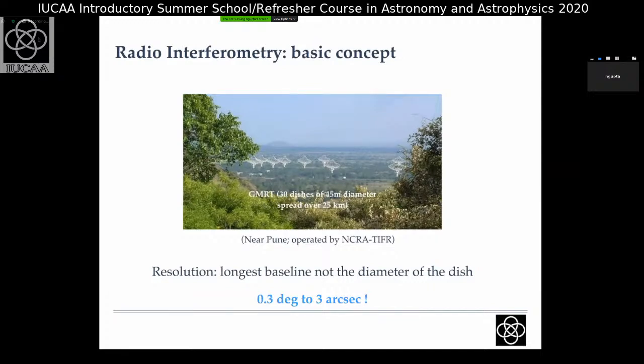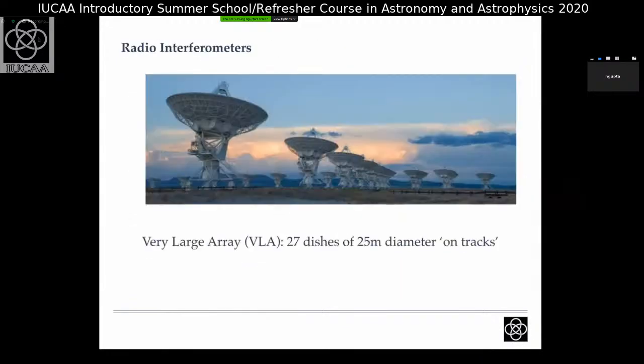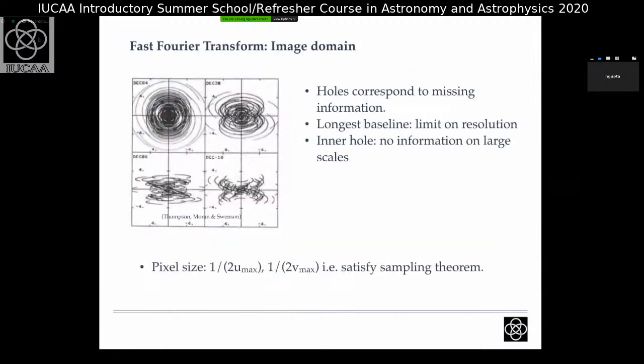And then the remaining 14 have been spread out randomly over an area of 25 kilometers, because then I am measuring as many non-redundant baselines as possible. So that's the essence of it. And since I gave you an example of the Very Large Array in USA, this is how some of the UV plane distributions will look.